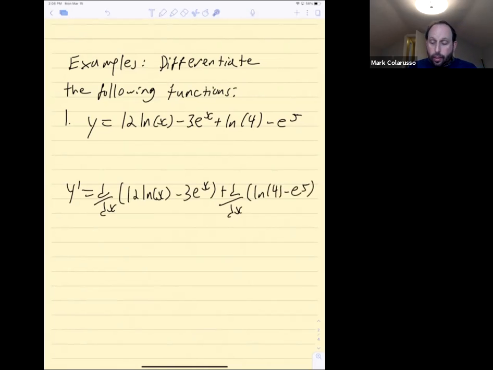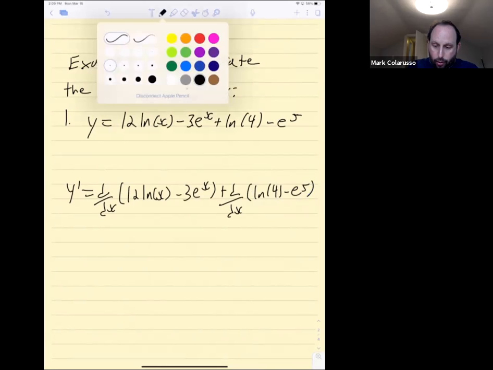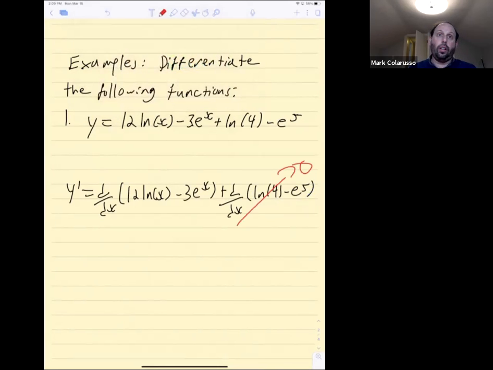Now, this can throw people a lot. I want you to look at this carefully. This, even though it looks ugly, is just a number. E to the 5th, whatever that is, is some kind of number. ln 4 is a number, right? So the derivative of this is the derivative of a constant. So this is just 0.